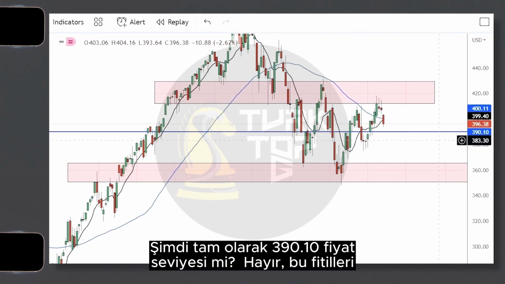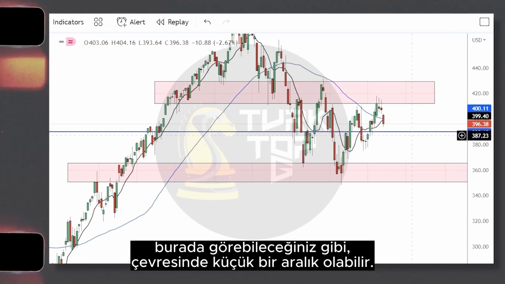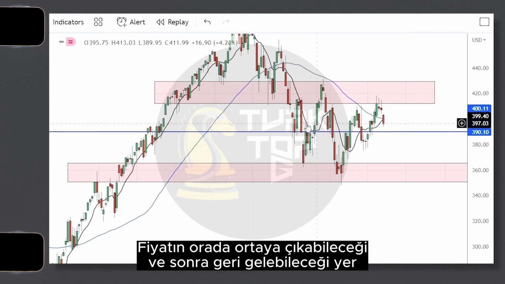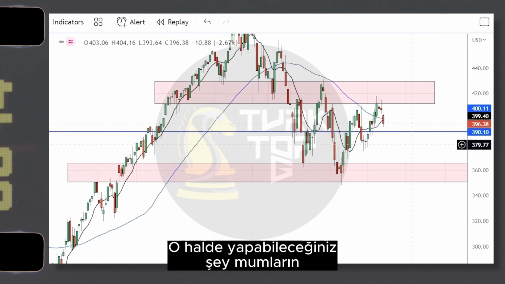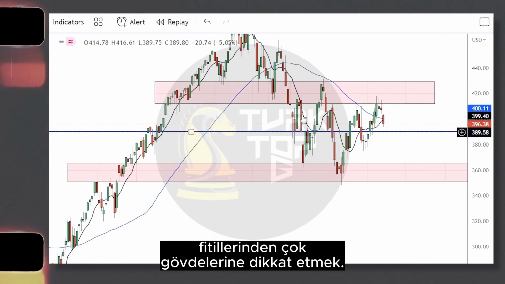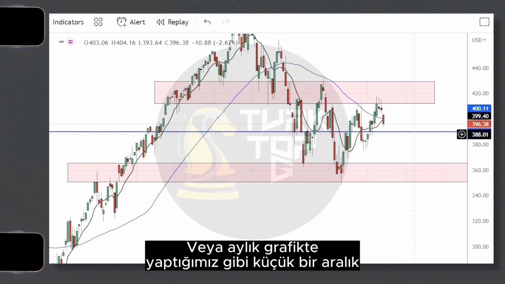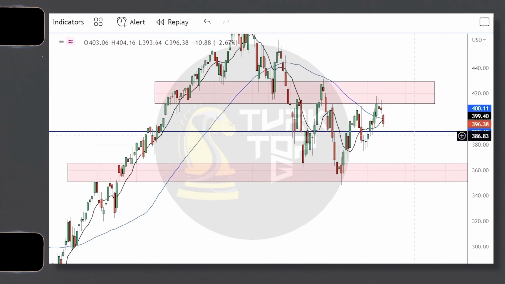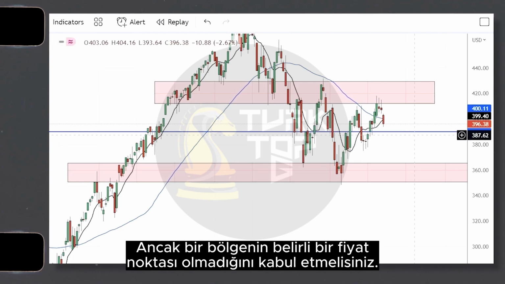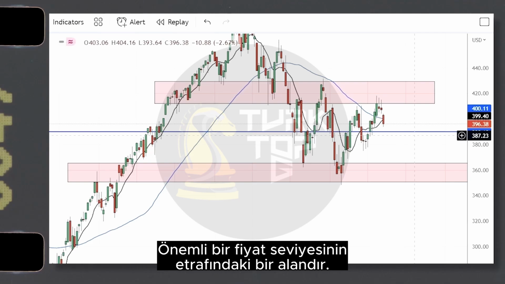Now, is it exactly 390.10 price level? No, it can be a small range around it. Like you can see these wicks here where price might wick there and come back in. So what you can do is pay attention to the bodies of the candles rather than the wicks, or you can draw it as a small range like we did on the monthly chart. It depends on how you want to perceive it. But you have to recognize that a zone is not a specific price point. It's an area around an important price level.